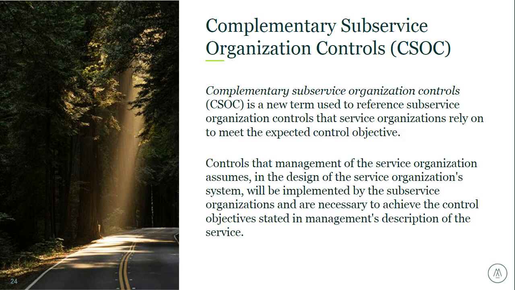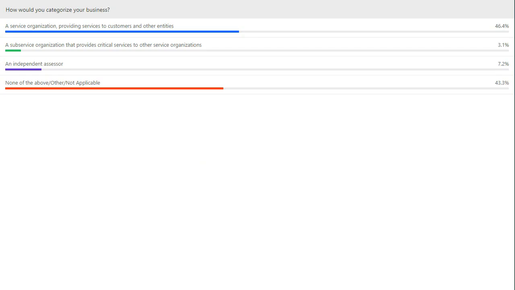Okay, so now we'll look at the polling results, and it looks like we're about a 50-50 split for service organization providing services to customers and other entities. So we have a bunch of folks that are part of service organizations, and then we've got a couple that are service organizations that provide critical services to other service organizations. We have a few independent assessors on the line, and then about 43% none of the above. So we have a good mix out there.